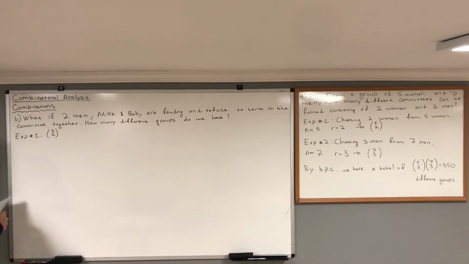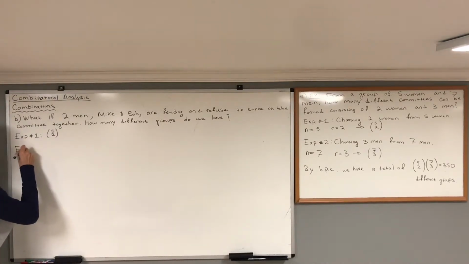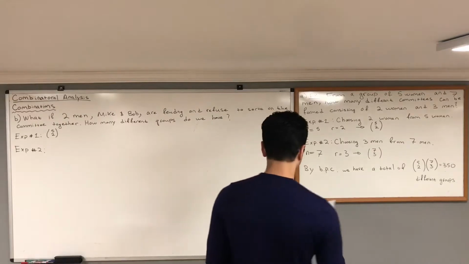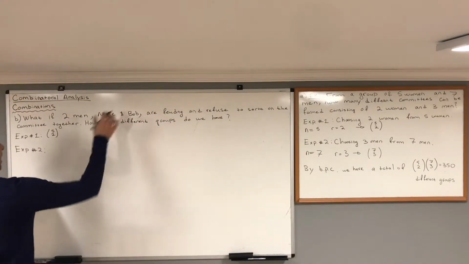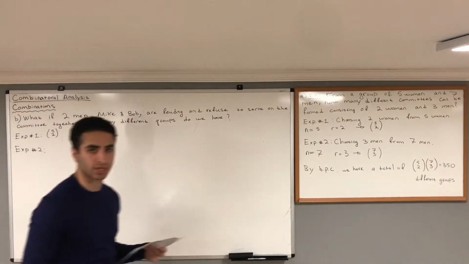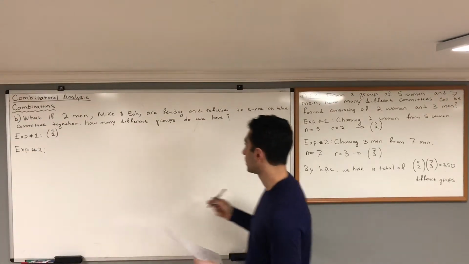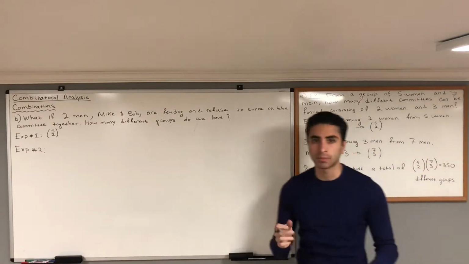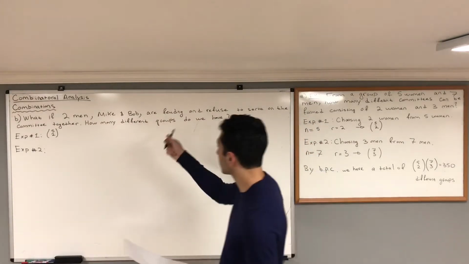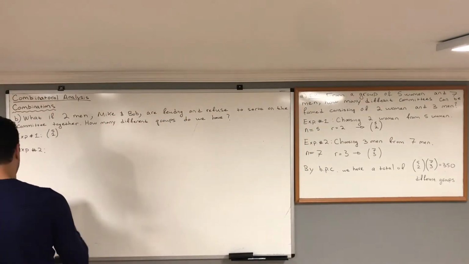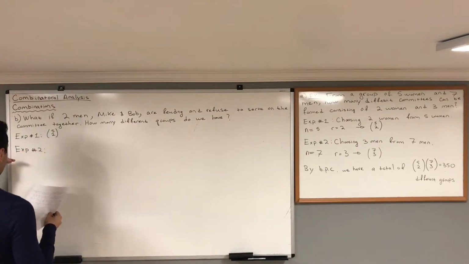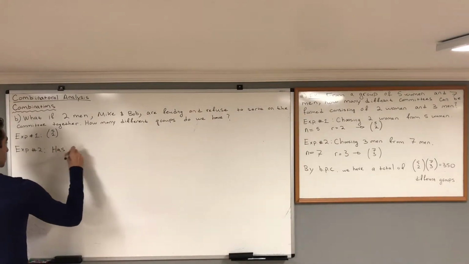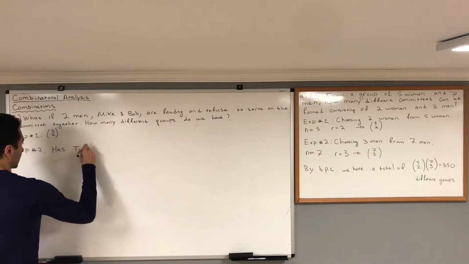Now, experiment 2 is, well, we're still choosing 3 men from the 7 men. But here's the problem. Mike and Bob do not want to be in the committee together. So any group of 3 men, because we're choosing 3 men from the 7, any group that has Mike and Bob is a bad group, right? Because Mike and Bob cannot be in the same group. They are fighting with each other. So we should have 2 cases for experiment 2. And this is important.